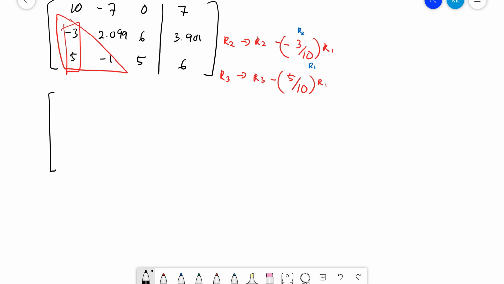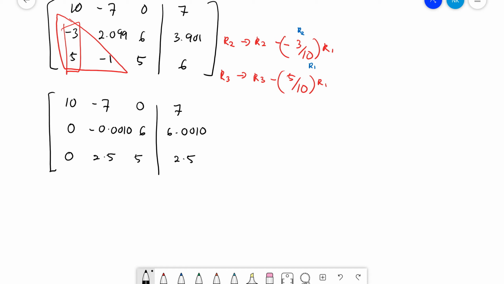10, -7, 0, 7, then 0, -0.001, 6, 6.001, and 0, 2.5, 5, 2.5.